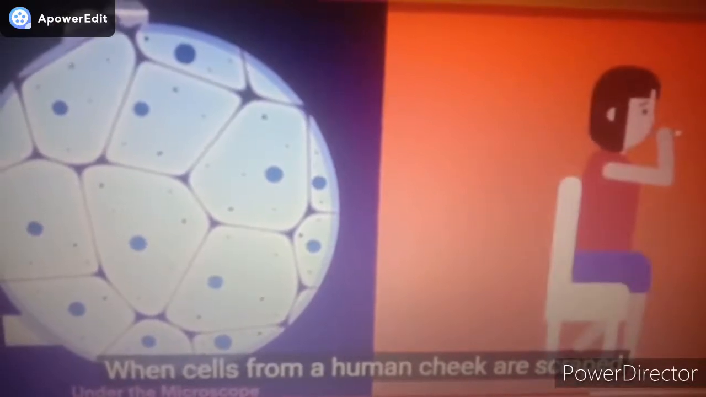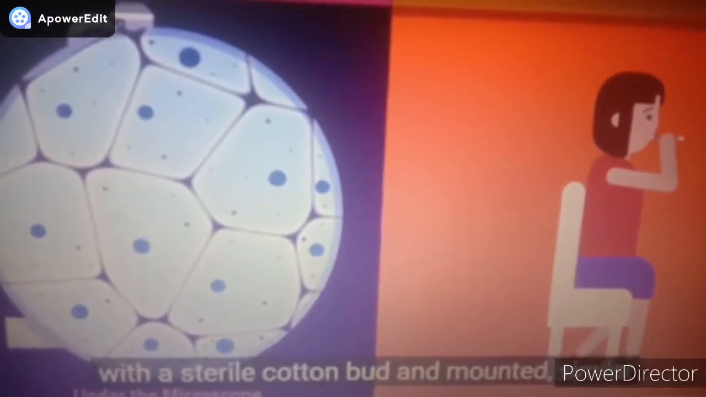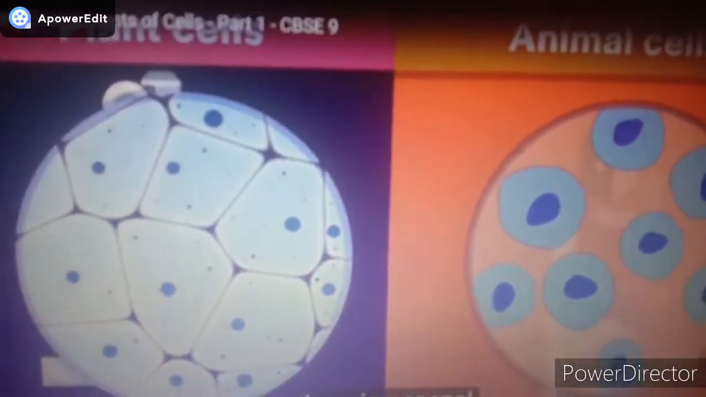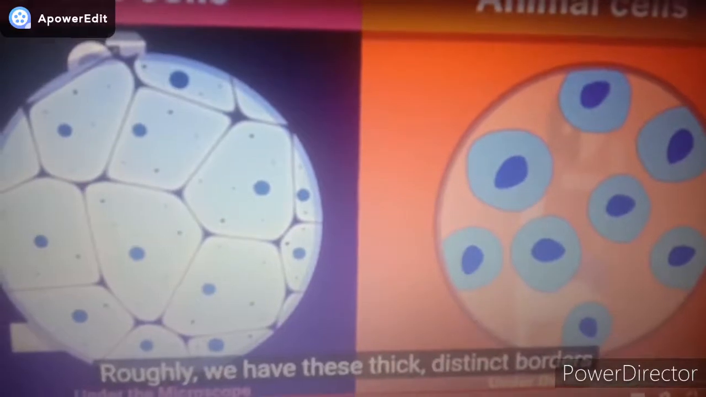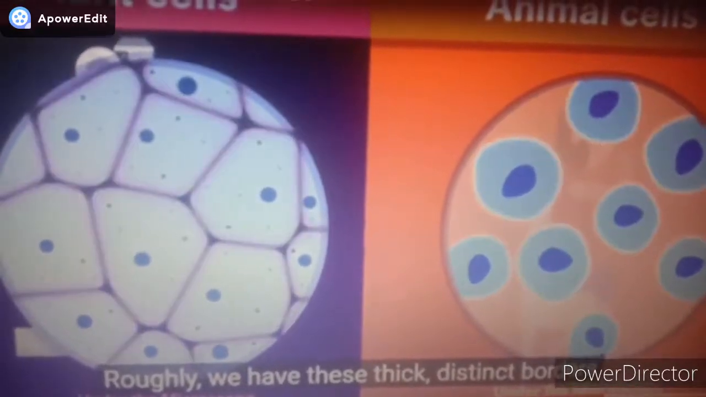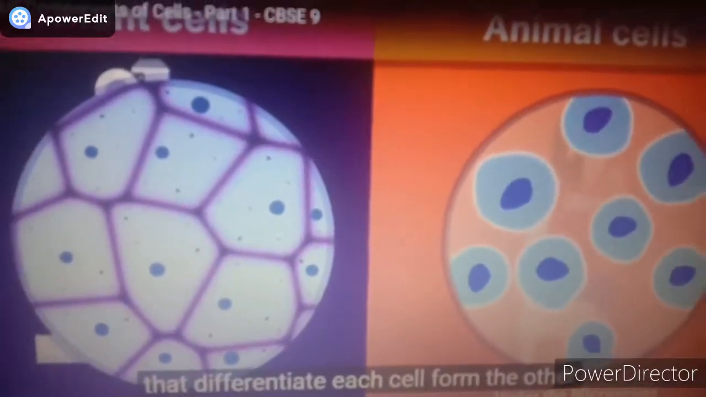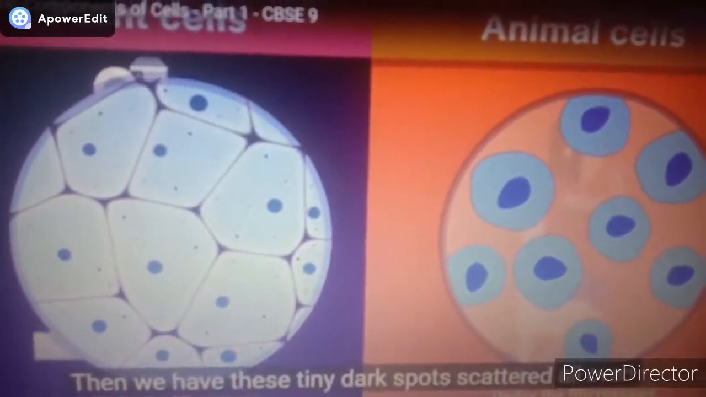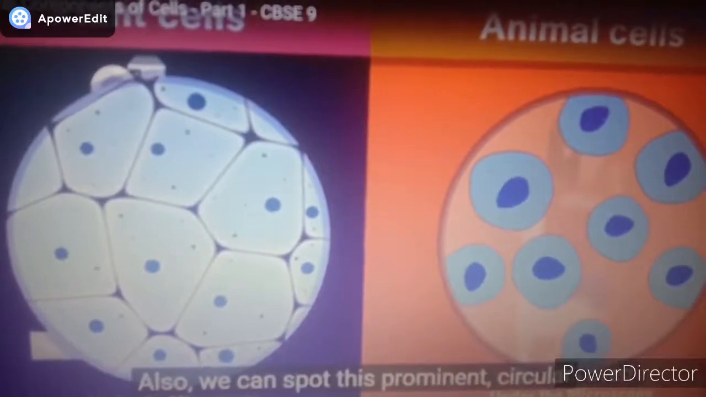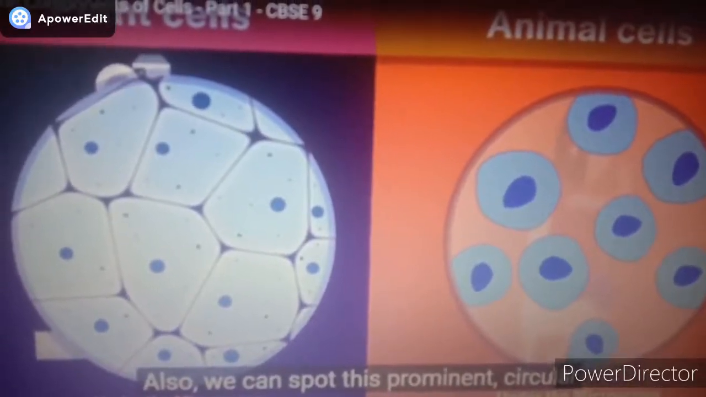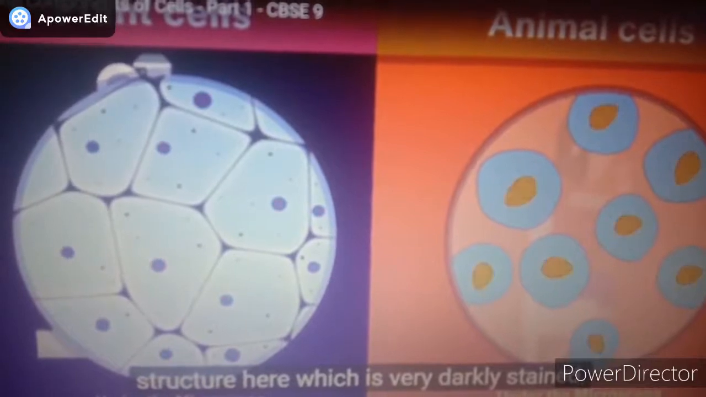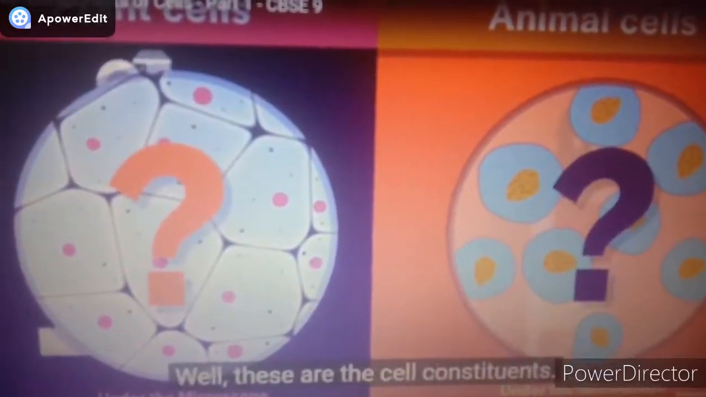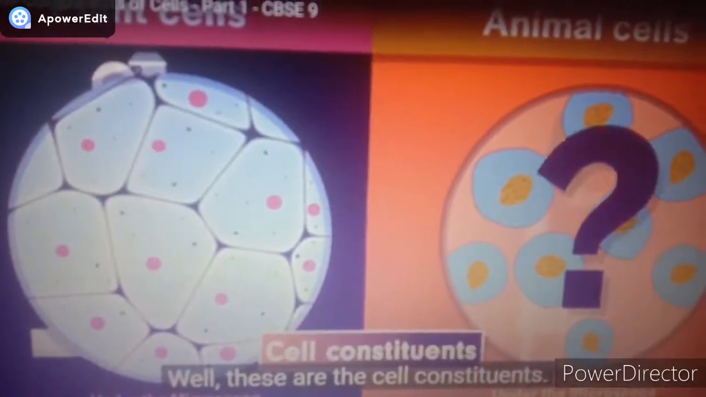When cells from a human cheek are scraped with a sterile cotton bud and mounted, they are seen under the microscope, not exactly the same. Roughly, we have a thick, distinct boundary that differentiates each cell from the other. Then we have these tiny dark spots scattered here. Also, we can spot the prominent circular nucleus. Any idea what these are? Well, these are cell constituents.